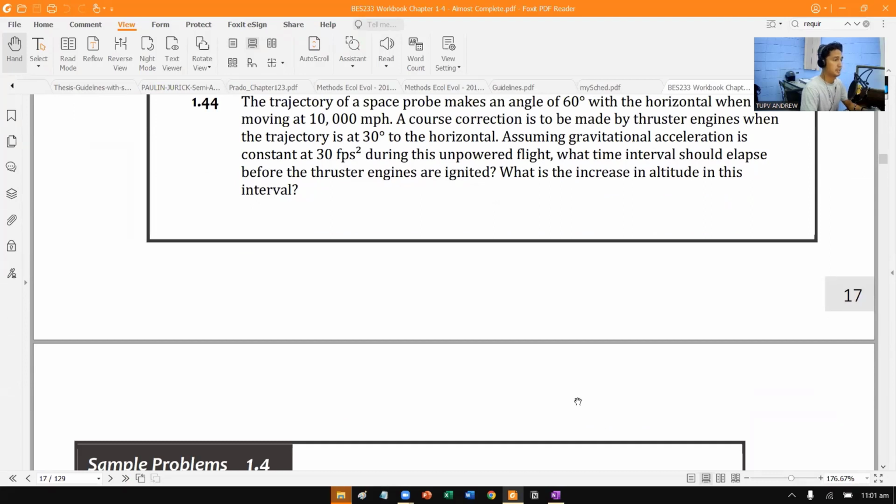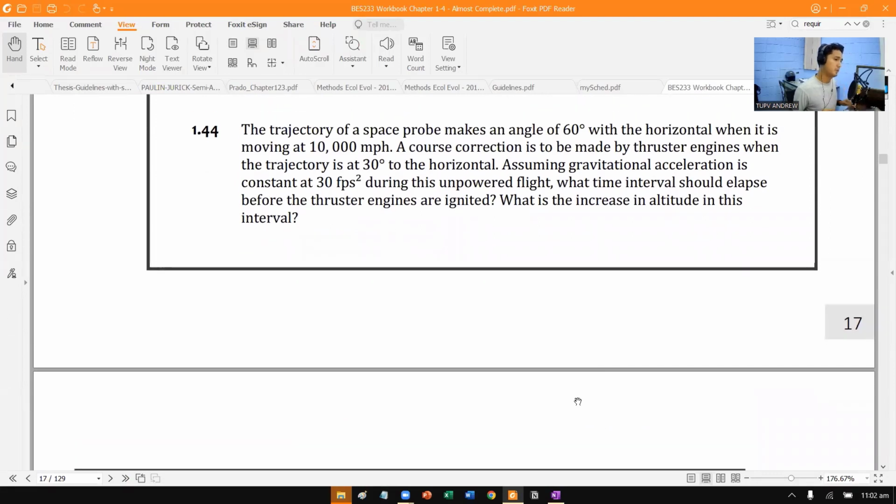Okay, last two sample problems. We go now to projectile motion. We haven't done circular motion yet, but for the sample problems we'll do two. Okay, so let's do this one.